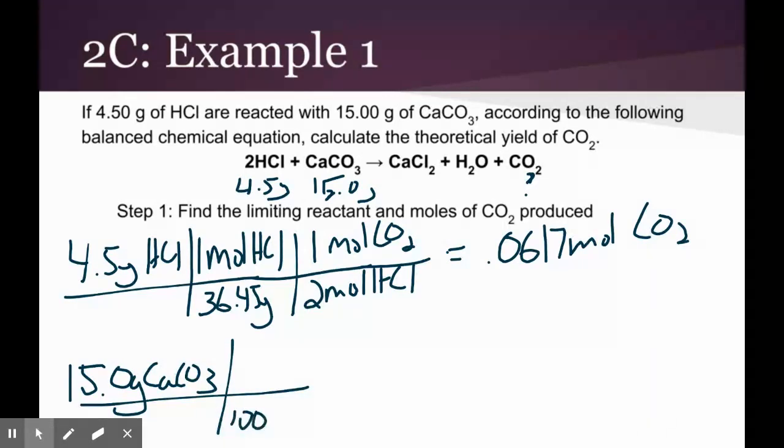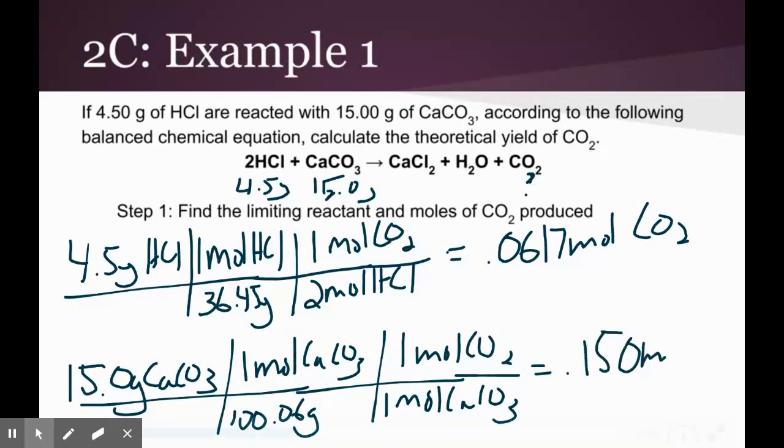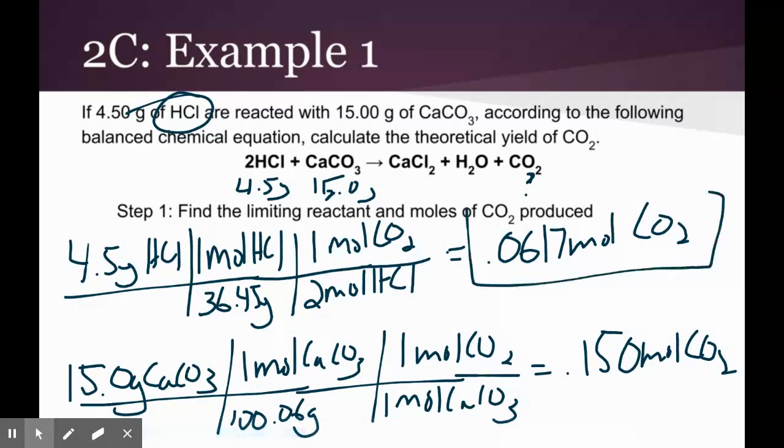Second calculation is 15 grams of CaCO3, and use the molar mass to go to moles of CaCO3, which is 100.06 grams in 1 mole. And then the mole ratio from the equation, which is 1 mole of CaCO3 to 1 mole of CO2. So when you calculate that, you get 0.150 moles of CO2. So based off the answers that we've gotten, our limiting reactant is hydrochloric acid, HCl, because it produced the lesser amount of product. So the moles of CO2 produced is 0.0617 moles.